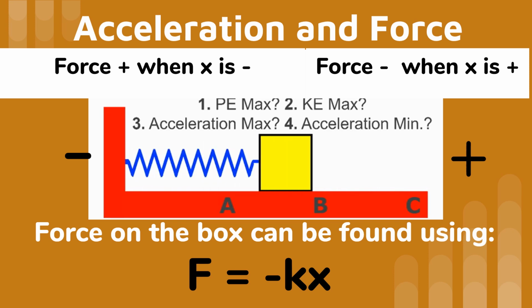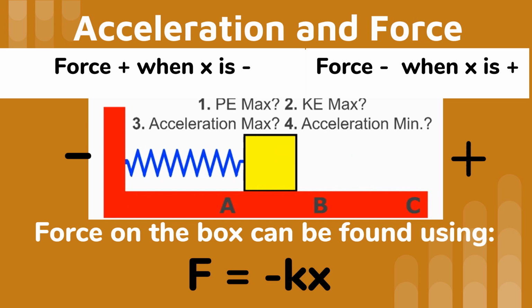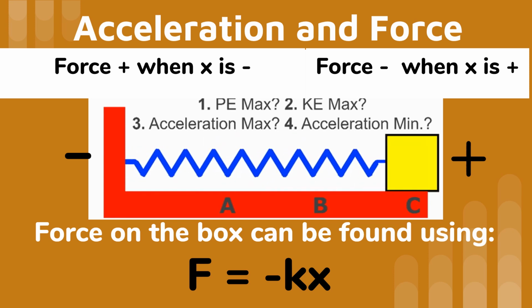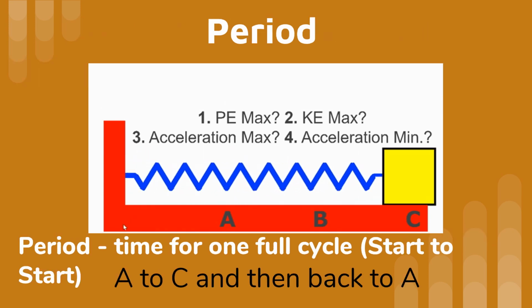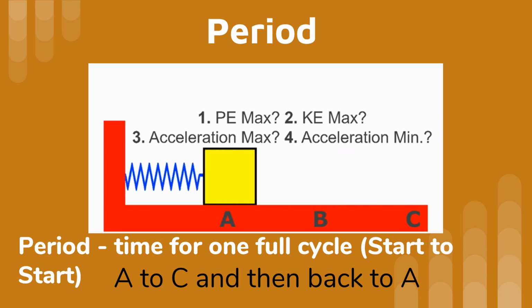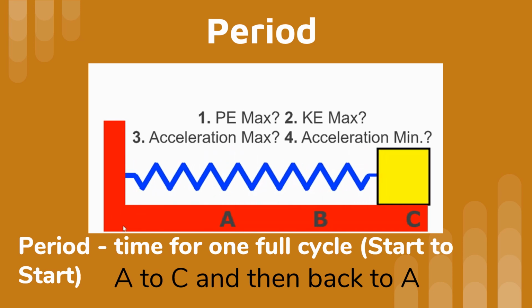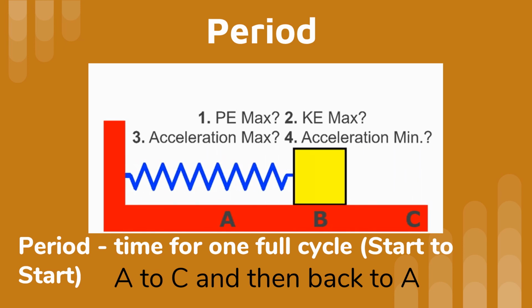The force on the box at any given time can be found by multiplying the spring constant times the stretch or compression. The period of any object moving with simple harmonic motion is the time for one full cycle. In the case above, it's the time it takes for the box to move from A to B to C and then back to A again.